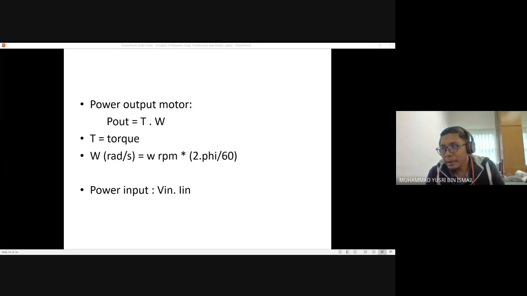Fahmi Osman, sedap makan? Okay, ada apa-apa soalan? Ada yang nak bertanya mengenai midterm pun boleh.